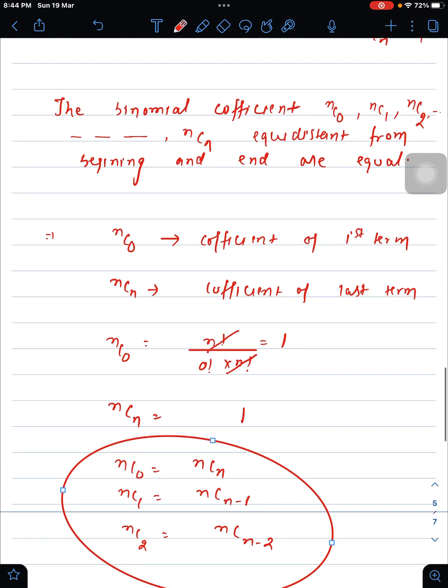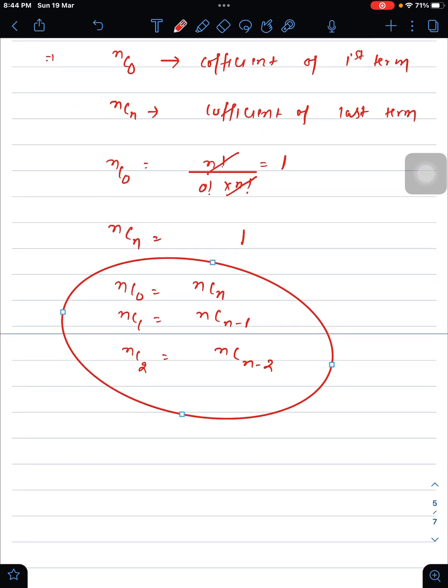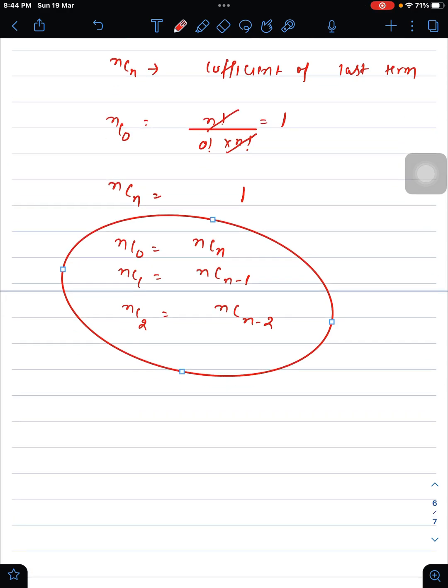Okay, suppose you are going for the coefficient of the first term from the beginning and the coefficient of the last term, then both coefficients are equal. If you are going with the coefficient of the second term from the beginning and the coefficient of the second last term, both are going to be equal. So hope so, beta, you understood.